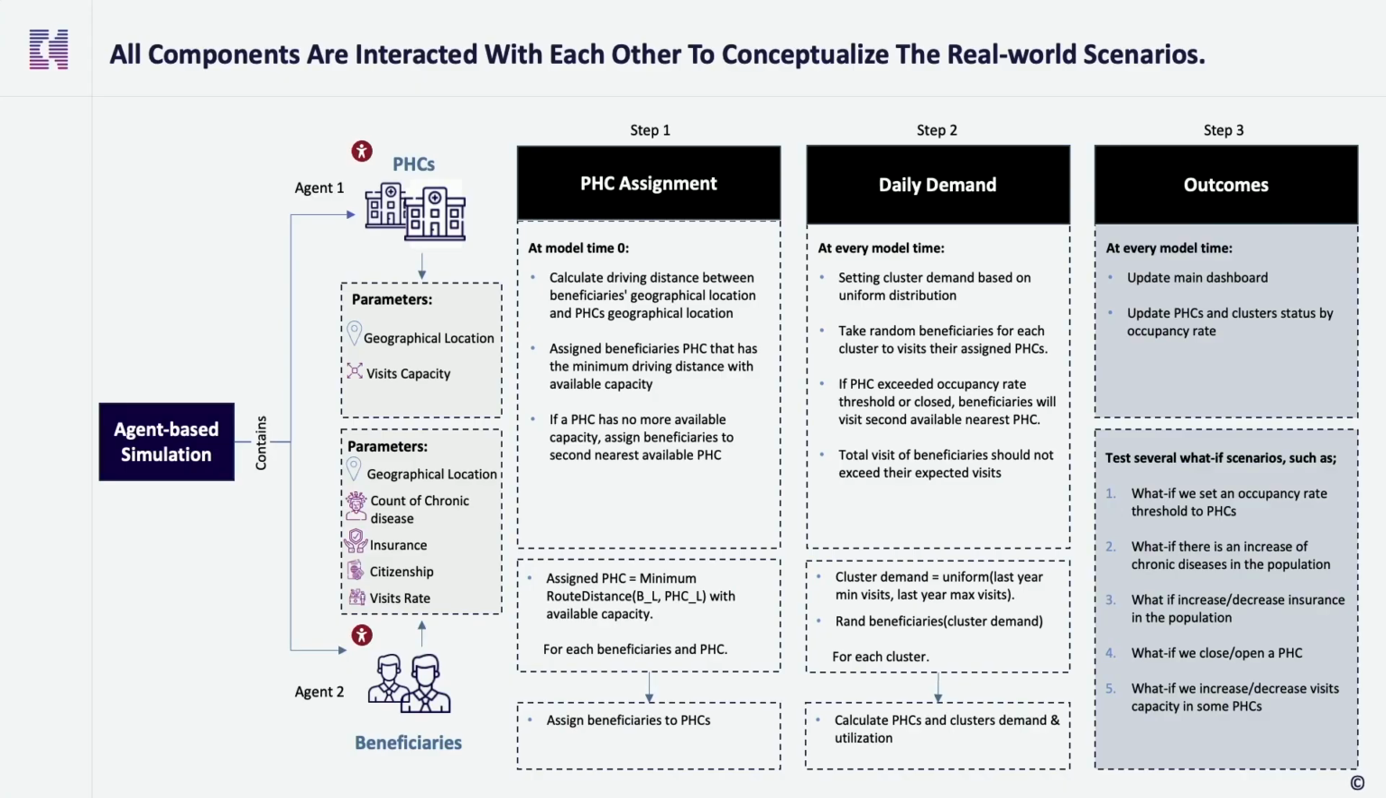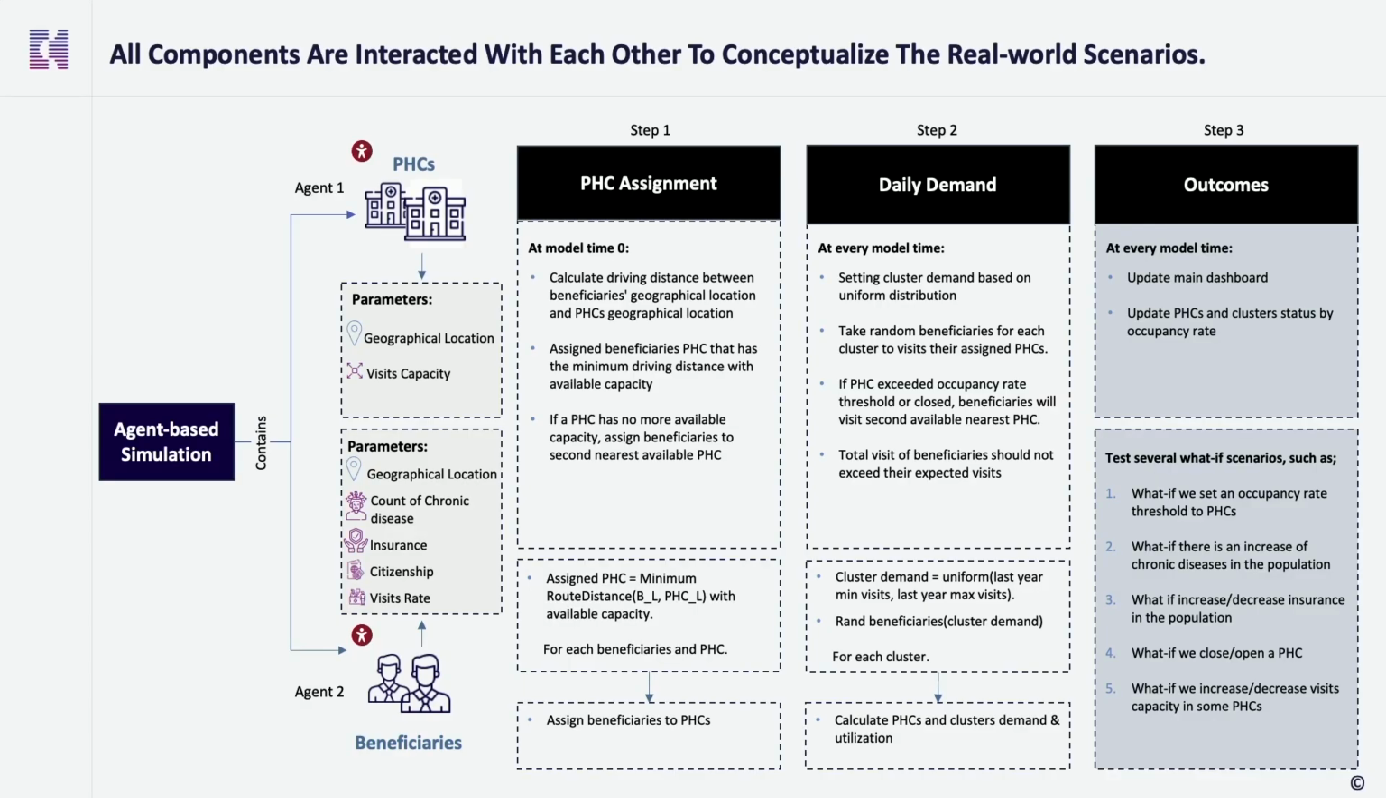Step 2, at every model time, we will take random beneficiaries to visit their assigned PHC. If their assigned PHC reaches the maximum occupancy threshold, they will be transferred to the nearest PHC. And of course, the total visits of beneficiaries cannot exceed the maximum expected visits for each beneficiary.